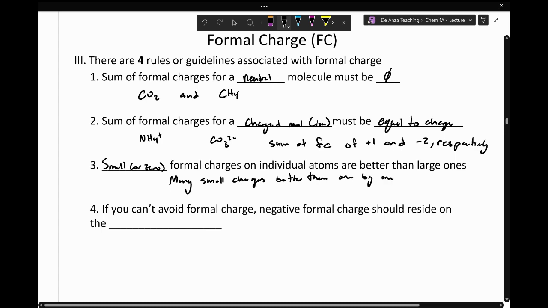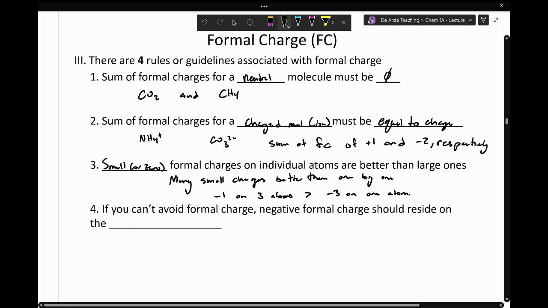So if you had something that was having to add to a formal charge of -3, we're going to put -1 on 3 atoms before we do -3 on 1 atom, because it's good to spread out that electron density, kind of similar to how we talked about that with our resonance structures.